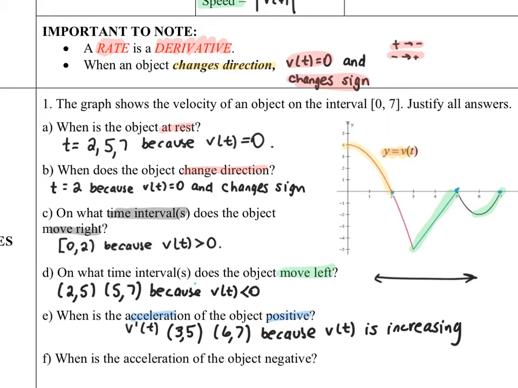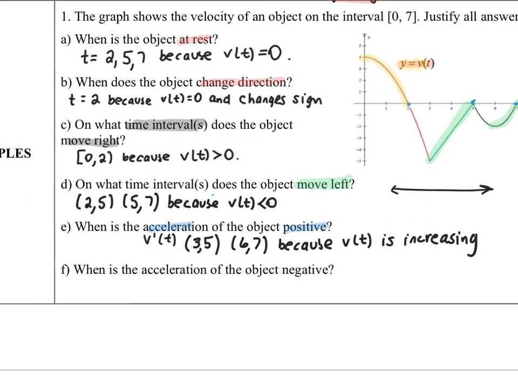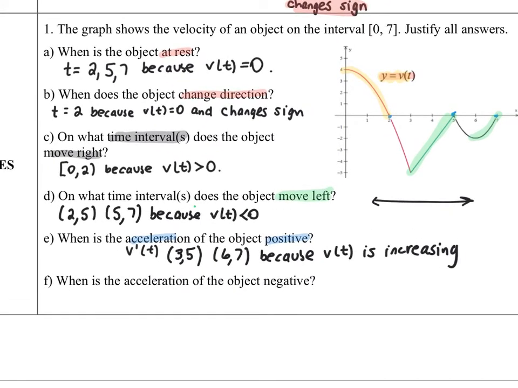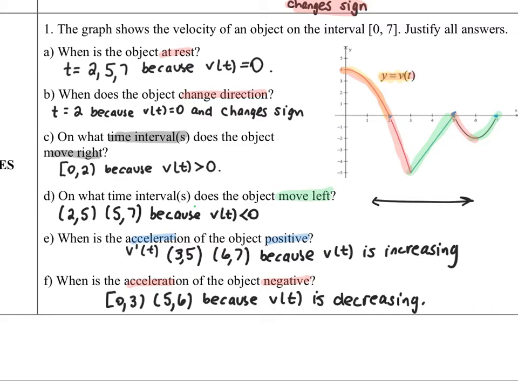And my last question here wants to know where the acceleration of the object is negative. And again, just think of acceleration as the derivative of velocity. And when I say derivative, just think slope. So I want to know where the slope of my velocity graph is negative, and that is happening on this red portion all the way here, and then negative again from 5 to 6. So my intervals are going to go from 0 to 3 and from 5 to 6. And my reason for choosing those intervals was that is where this v of t graph is decreasing.